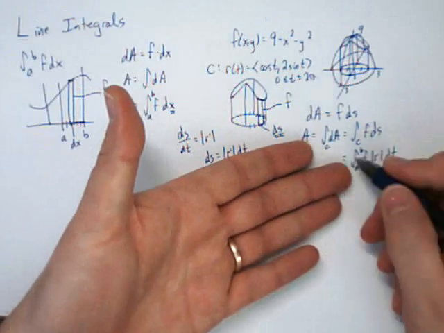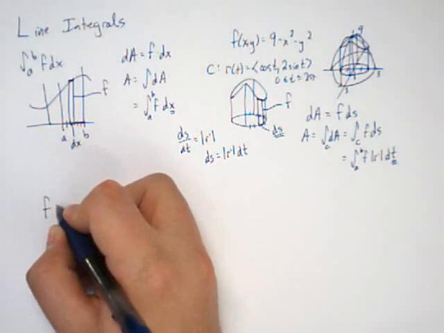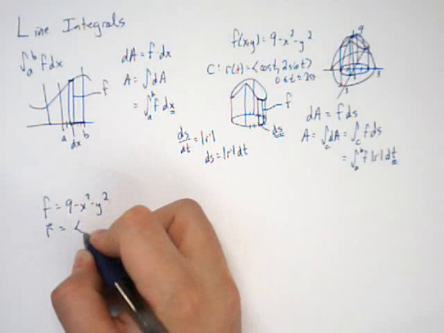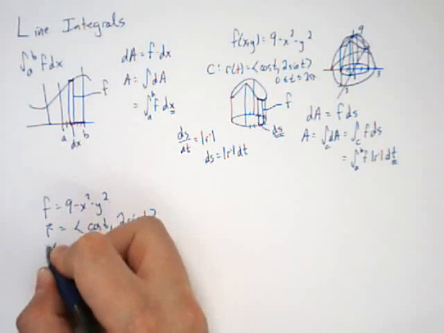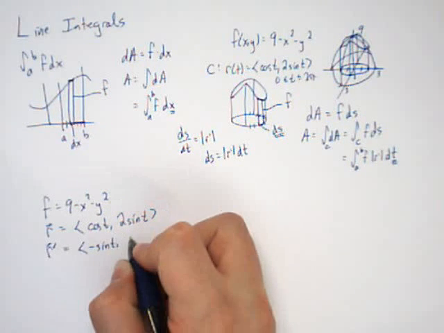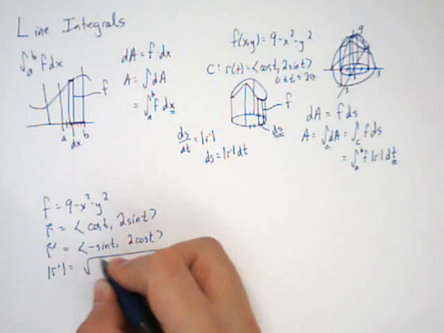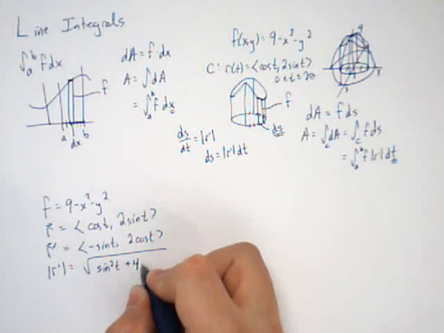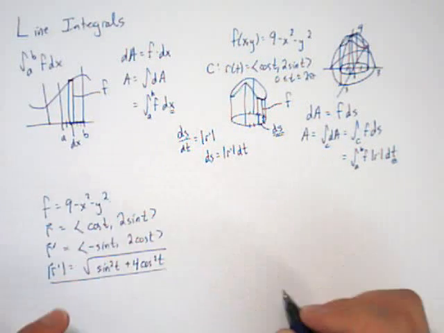So we're now just going to take this formula and show how you can use it to actually get the area of this surface. We know our function is 9 minus x squared minus y squared. We also have our curve, which is cosine t, 2 sine t. I need to find the magnitude of the derivative, so I'll find the derivative, which is negative sine t, 2 cosine t, and then we'll find its magnitude. So I square the negative sine, giving me a positive sine squared. I square this term, giving me a 4 cosine squared t, and I now have my magnitude of the derivative, in other words, my speed.